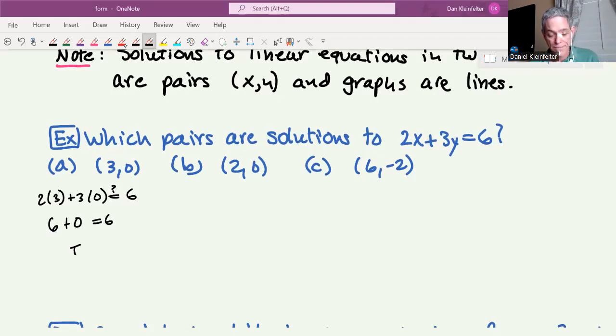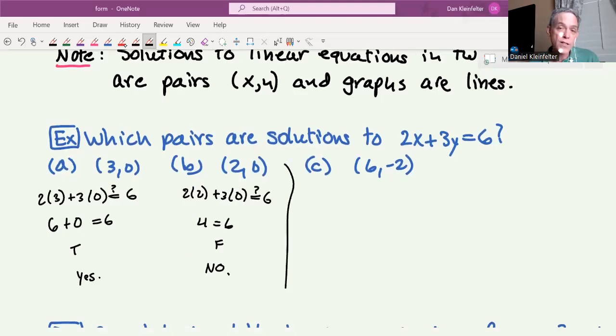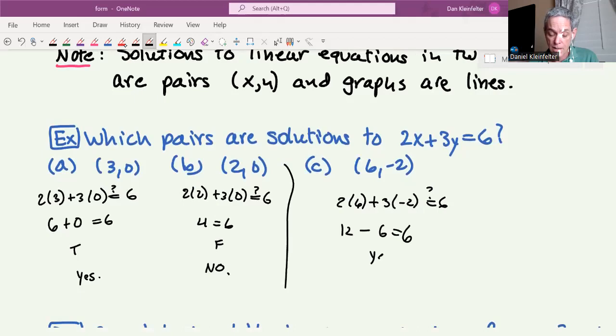So A will make a solution to that equation. 2, 0. 2 times 2 plus 3 times 0. Is that equal to 6? 4 equals 6? No, that's false. That's not going to be a solution. Let's try C. 2 times 6 plus 3 times negative 2. We want to know if that's 6. 12 minus 6 does in fact equal 6. So that would be a solution.